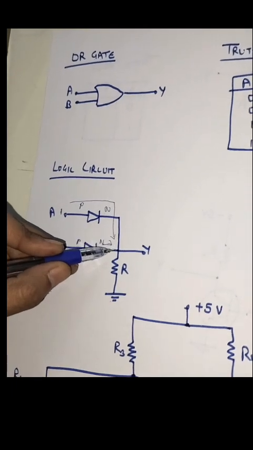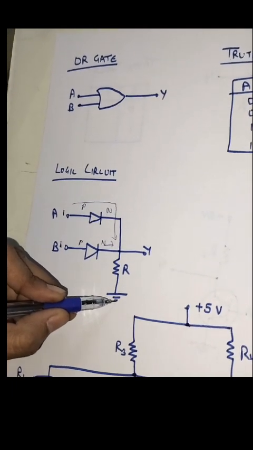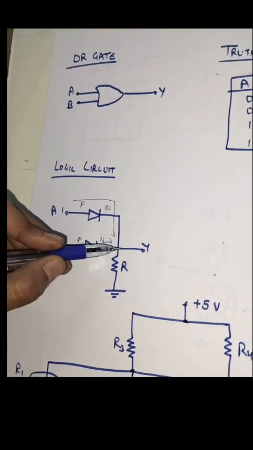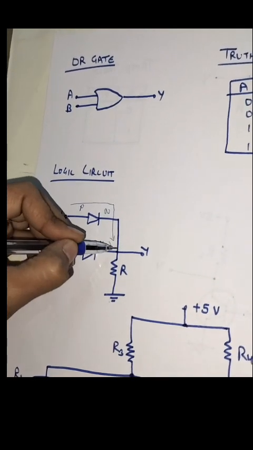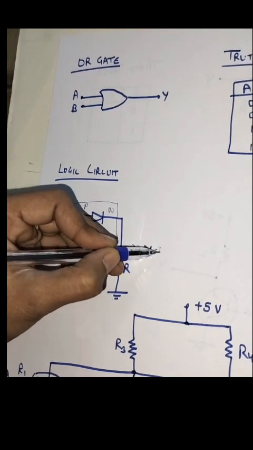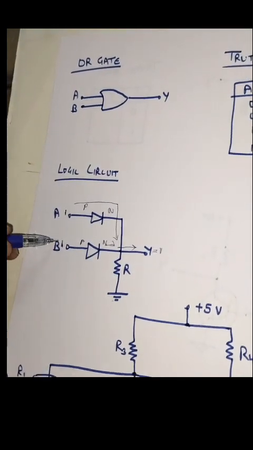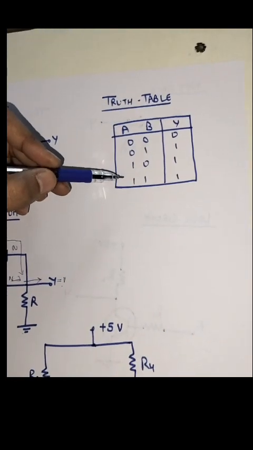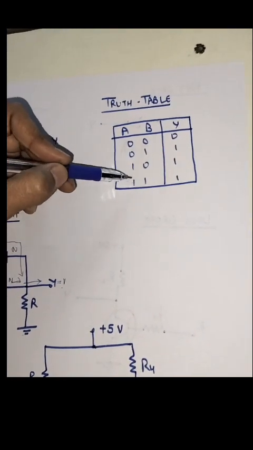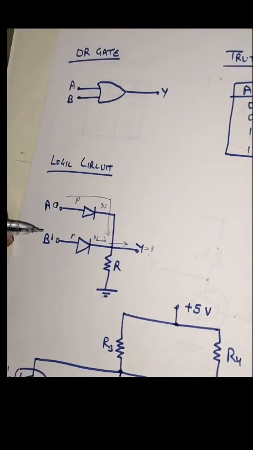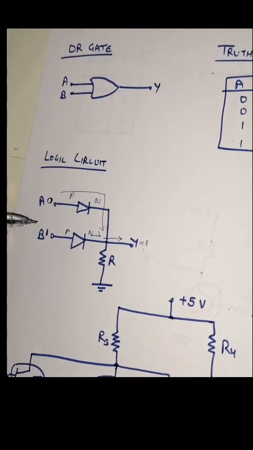connected here, current will not go to the ground. It will go towards a low resistance path. As in this path there is no resistance, the current will move towards the output and we will get a 1 output here. So when both the inputs are 1 1, we are getting a 1 output. In the truth table also you can see when both the inputs are 1 1, we are getting a 1 output.